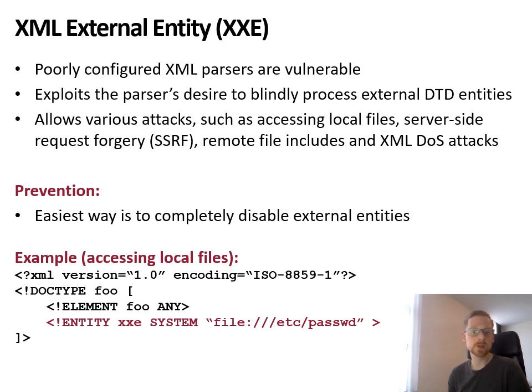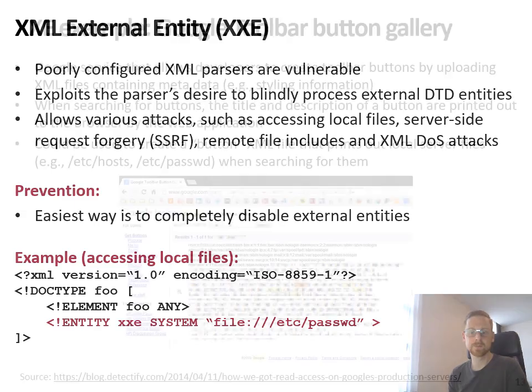At the bottom here, you can see an example of how this can be abused by including a reference to a local file, namely the file etc/passwd, which contains a list of local passwords into the XML file. The parser, if not properly configured, will just copy the contents of this file and include it into the output.